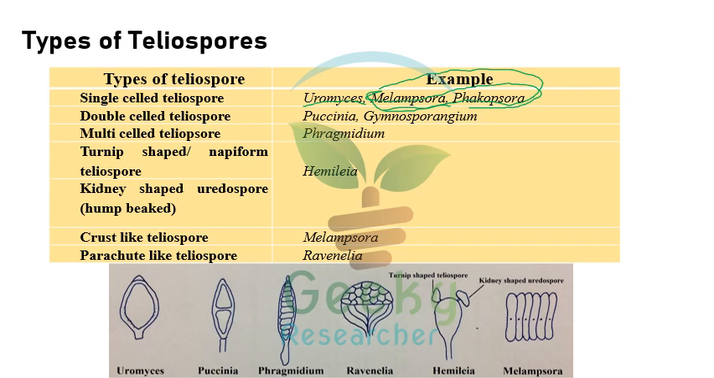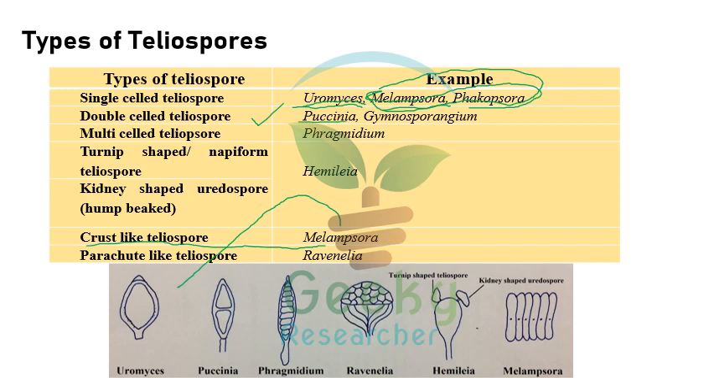Melampsora and Pucciniastrum also come under some other kinds of teliospore, but here I have shown the crust like teliospore of Melampsora. Even though it is crust like, it is single celled only, that's why I placed it here. So single celled teliospore is produced mainly by Uromyces, but Melampsora and Pucciniastrum also have single celled teliospore. Double celled teliospore, as I told you, is produced by Puccinia, very important.